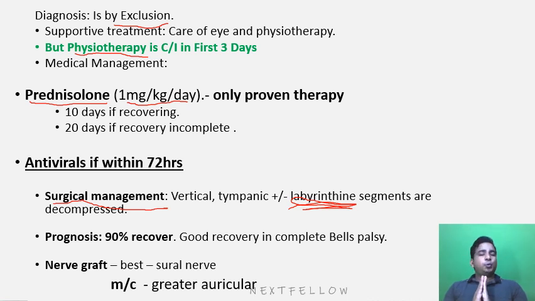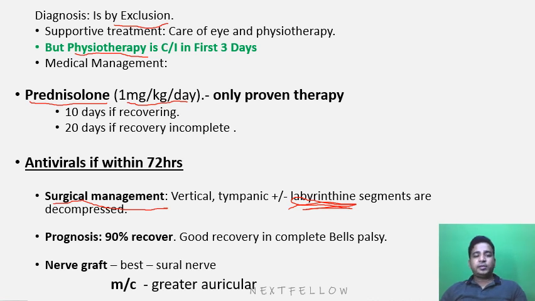Prognosis of Bell's palsy is very good. 90% of the patients recover even in complete Bell's palsy. And suppose this treatment, either surgical or medical, is not helping, what next can we do? We can use a nerve graft. That means the necrosed portion of the facial nerve we can just remove, and we can add another piece of nerve to make continuity of the facial nerve.